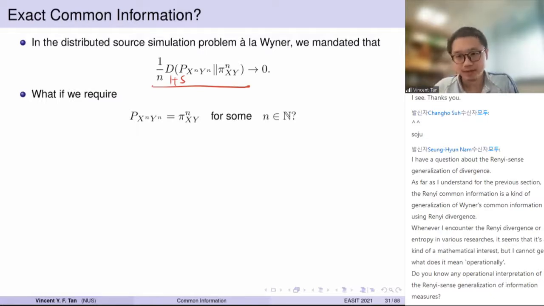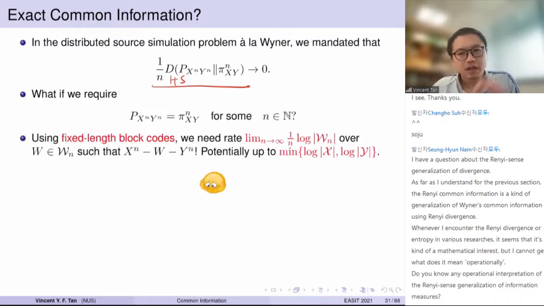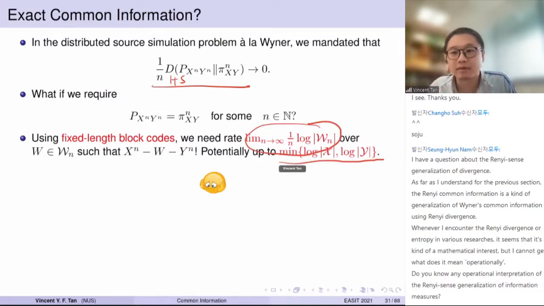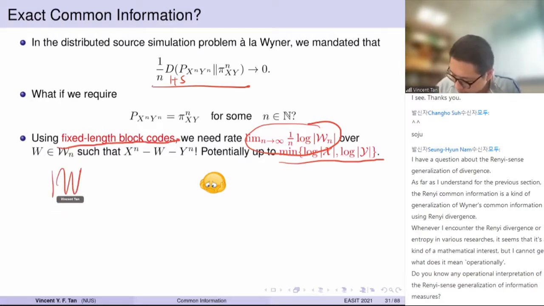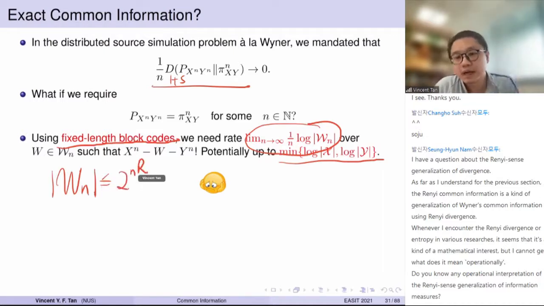Very special n. So if we use fixed length block codes, that means the block length is not moving. It's not a random variable. Then we need the rate up to this, which can be as large as the minimum of the cardinality of X and the cardinality of Y. So that is basically a vacuous result, not meaningful. If we restrict ourselves to fixed length block codes, that means this guy here must be at most 2 to the nR. Then we cannot do better. We can only do this trivial thing.